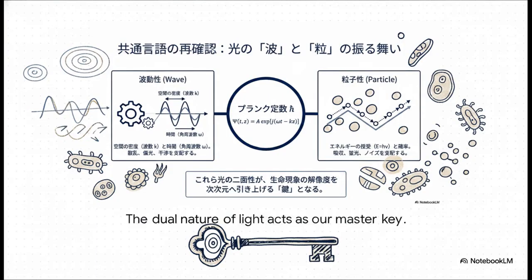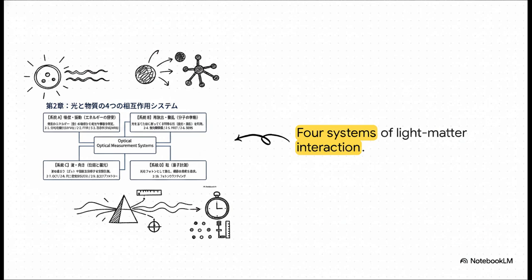Mastering this dual nature is literally our master key to pushing biological resolution to the next dimension. Because depending on the specific question you're asking, your machine is going to exploit either those ripples in the pond or the energy of those coins. And here is the beauty of it. Instead of memorizing 10 different machines as completely separate, confusing entities, we can categorize them into 4 logical systems based on how they interact with matter: absorption, re-emission, wave phase, and quantum particles. If you understand these 4 categories, you basically understand the entire lab.